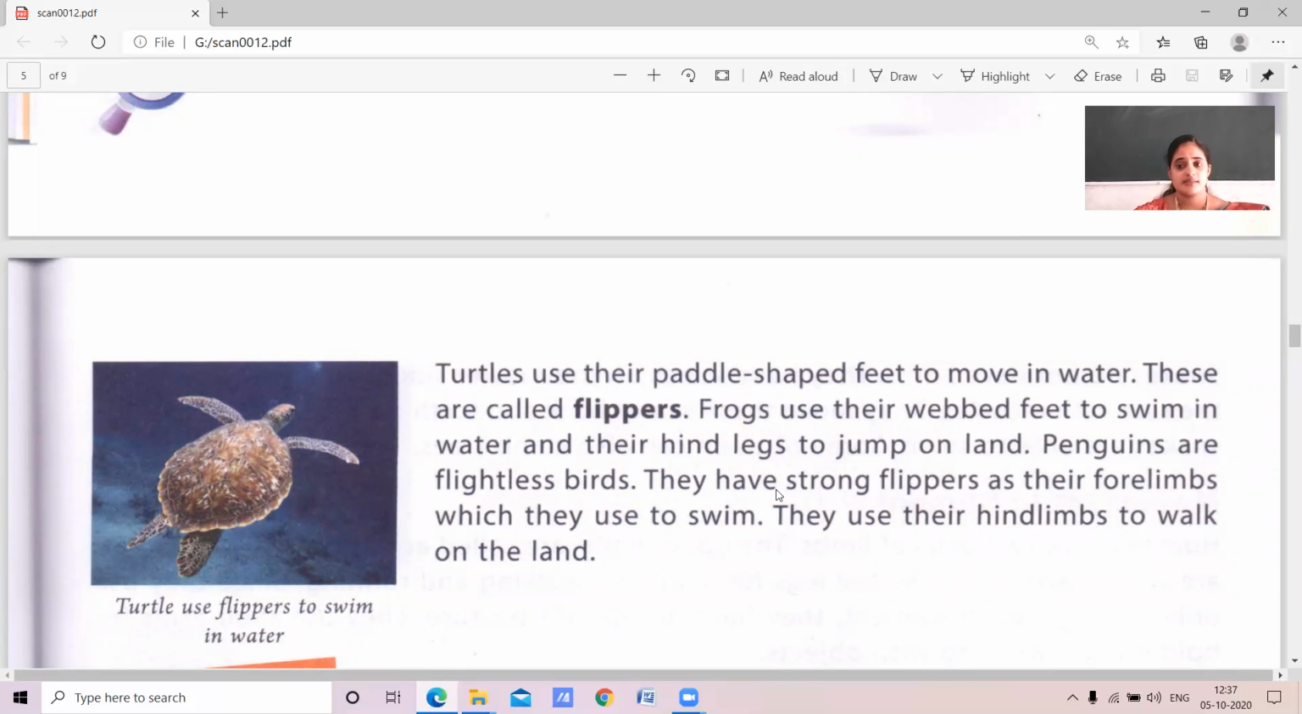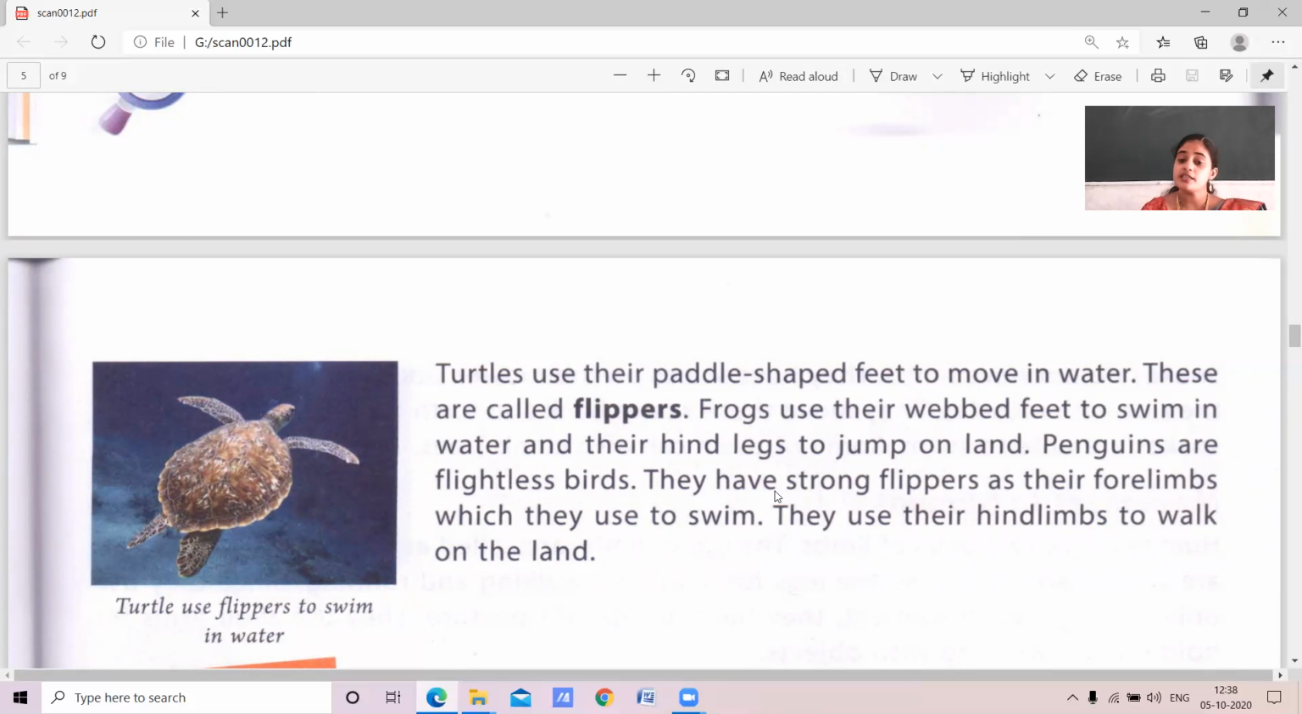What about the frogs? Frogs use webbed feet to swim in water and their hind legs to jump. So the frog uses its feet for swimming and its hind legs to jump on the land. Come to the penguins, or the flightless birds. They have strong flippers as their forelimbs. For what will they use these flippers, or forelimbs? They will use them to swim.